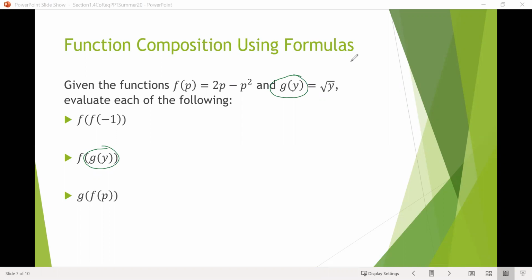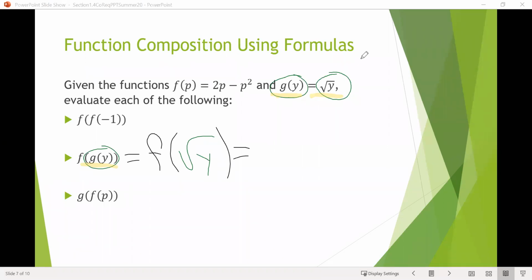Notice also for g of y, we have a formula that it's equal to, which is square root of y. Because of that, we can replace g of y with that formula. So instead of having f of g of y, this will now become f of square root of y, because that's what g of y is equal to. Again, that's because this here is the same as this, which is the same as this.